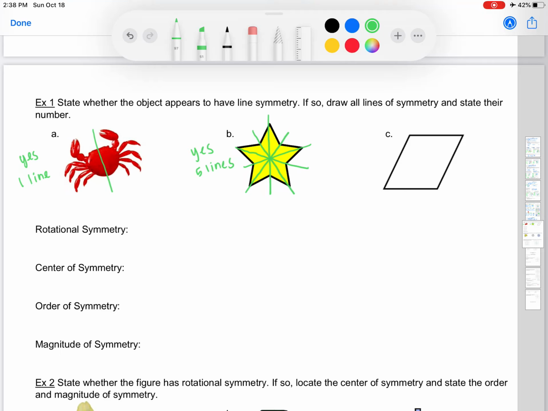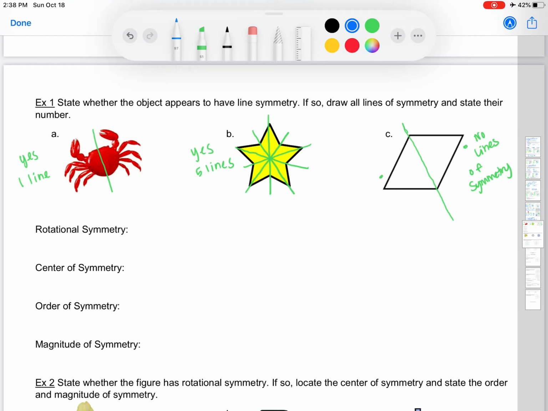And then on C, I don't have any straight up and down, but I would be tempted to try a reflectional symmetry through the diagonals, since this is a rhombus. If I reflected this over, though, my point would end up here, and this corner would end up here, so that wouldn't work. So in this case, there are no lines of symmetry. This would only work if my sides were congruent to one another.